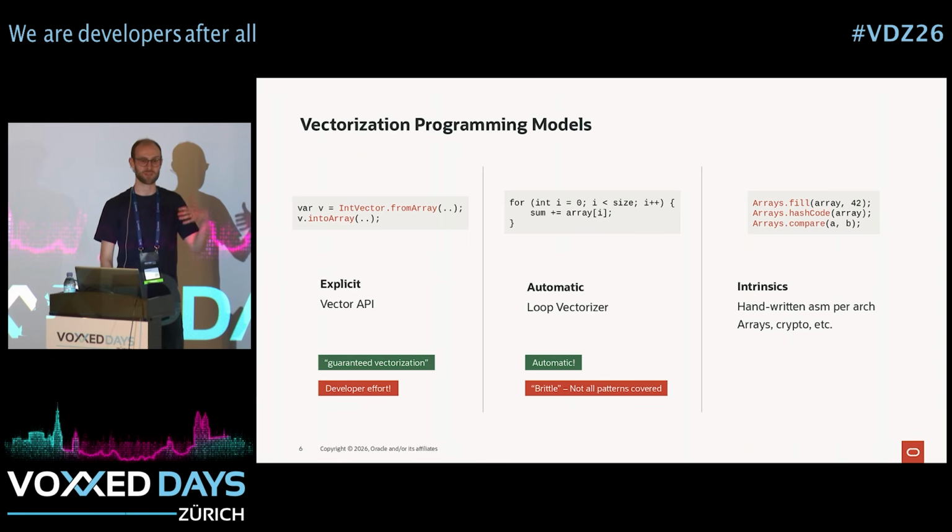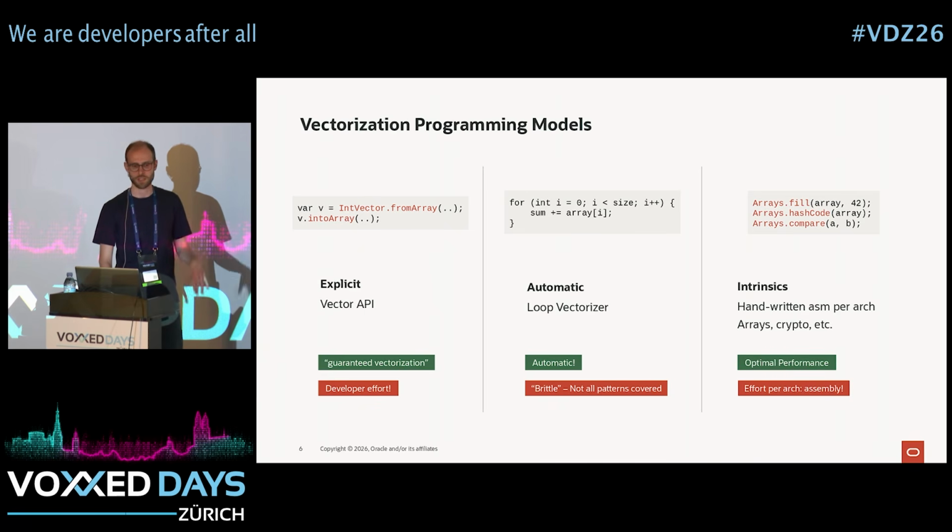And of course, we need to do that for each CPU type, so there's a bit of overhead to do that for us as JDK developers. But it's very important for arrays, strings, and crypto computations, where we would really like to get the optimal performance. And as I've said, it takes a lot for us to do that, though.